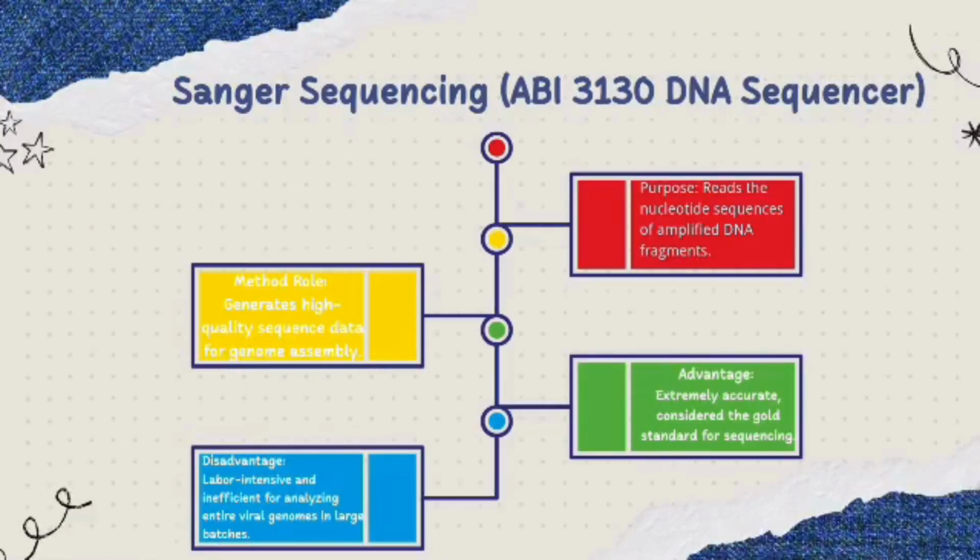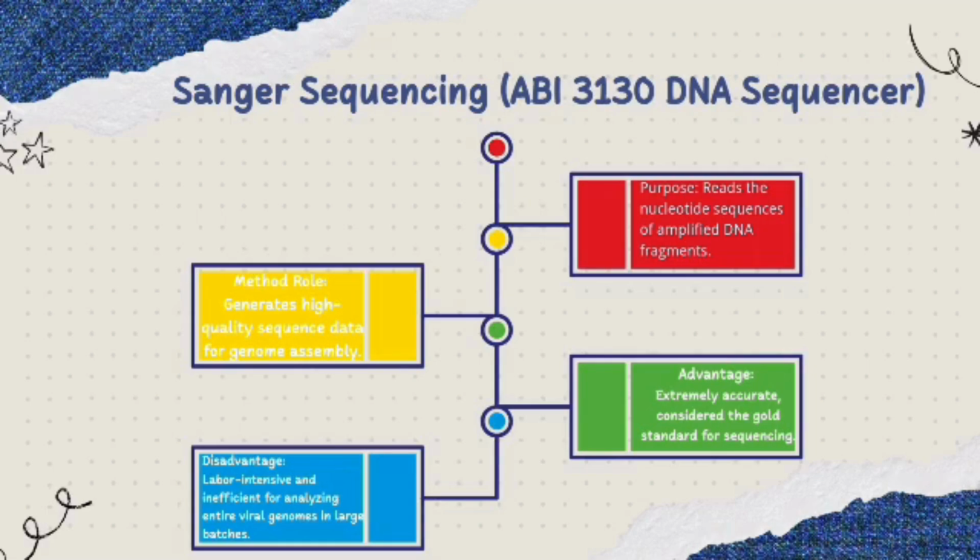Next, we have Sanger sequencing, the ABI3130 DNA sequencer. After amplification, the DNA is sequenced using the Sanger method, specifically with the ABI3130 sequencer. This step is crucial for producing high-quality, accurate sequence data that will be used for genome assembly.